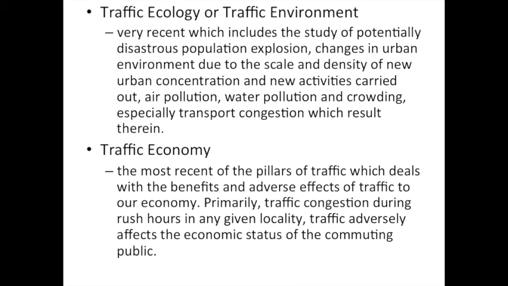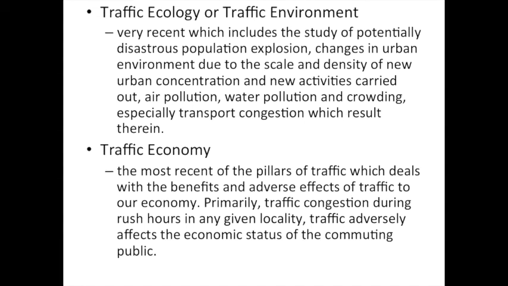Traffic ecology or traffic environment. Very recent, which includes the study of potentially disastrous population explosion, changes in urban environment due to the scale and density of new urban concentration and new activities carried out, air pollution, water pollution, and crowding, especially transport congestion, which result therein. So this talks about the study of the effect of the changes of the population in a society that can affect the flow of traffic.